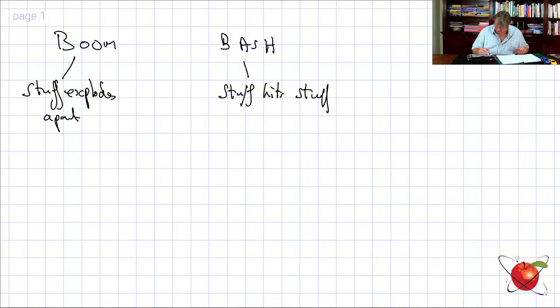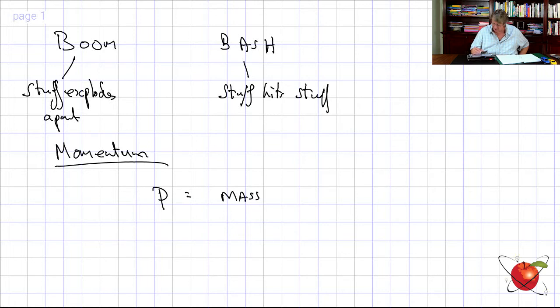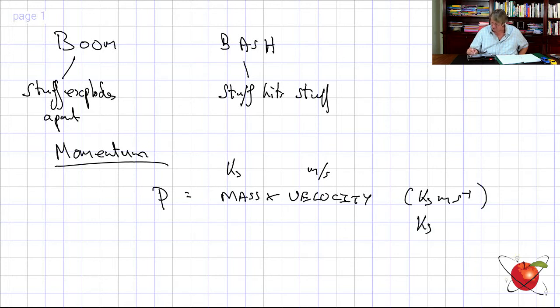Momentum. Momentum is, yeah, guys, okay. Momentum we define as P is equal to mass times velocity. Mass times velocity. Let's have a look at the units. Mass is kilograms, velocity meters per second. So our units for this are going to be kilogram meters per second, or in the old way, kilogram meters over second. Please, I use them interchangeably. It's just something that I do. So we've got that, okay?